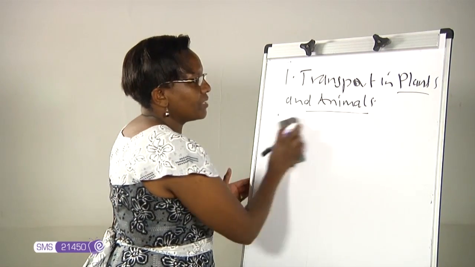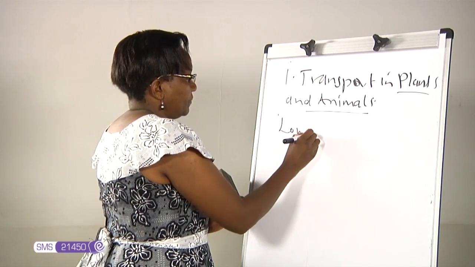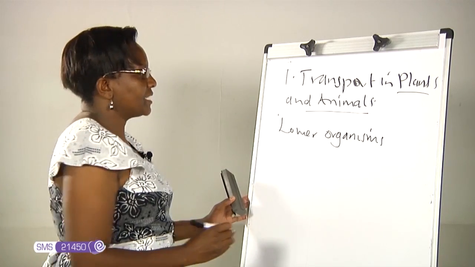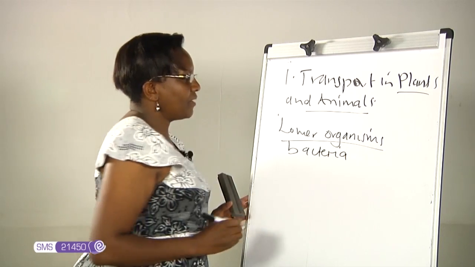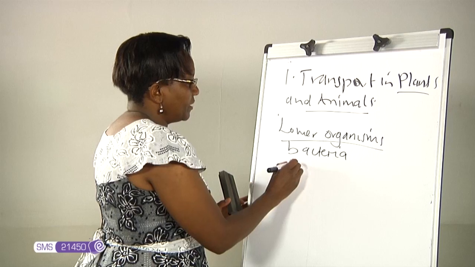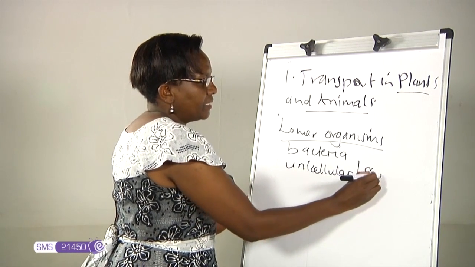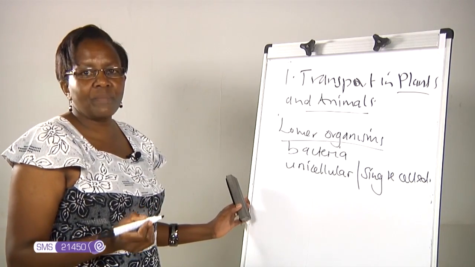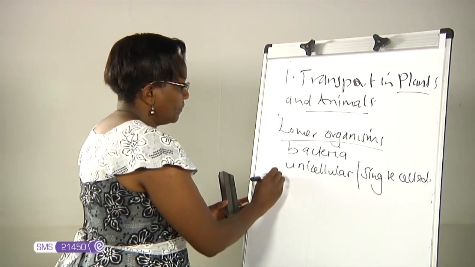Now we have two categories of living things. We have lower organisms, for example, bacteria. Now, in Form 1, we found out that the bacteria are unicellular. That is, they are single-celled. Being single-celled means that they have a large surface area volume ratio.